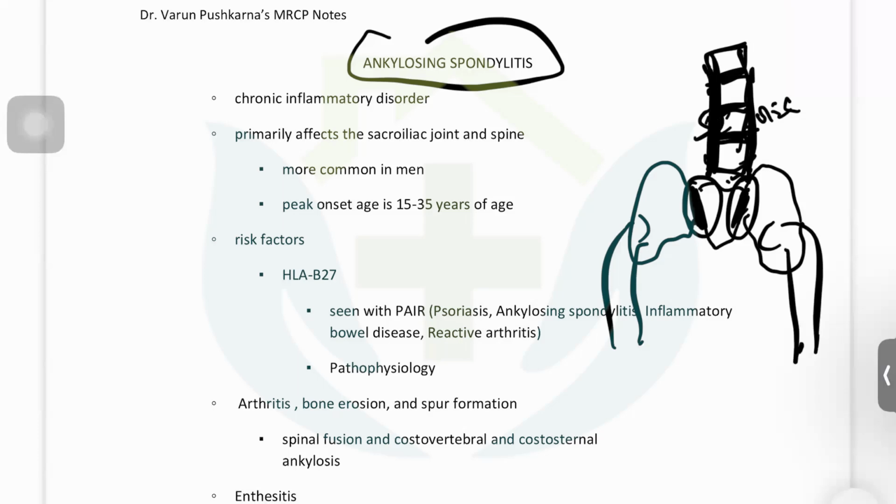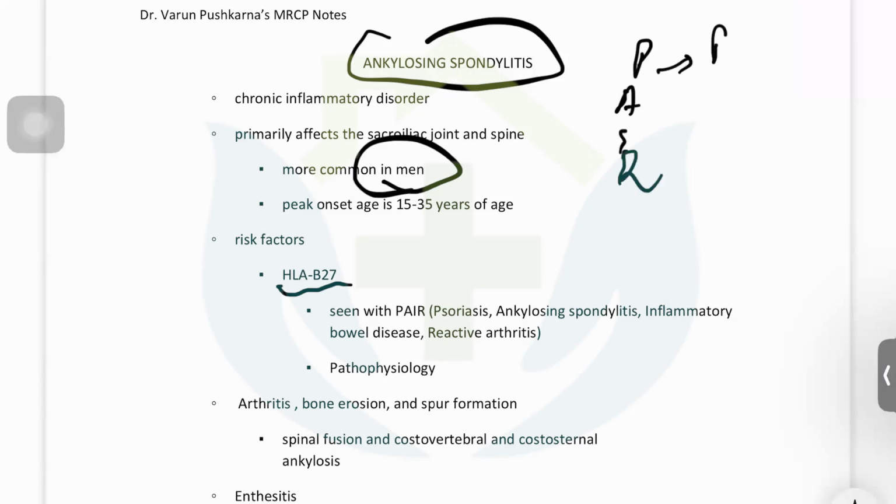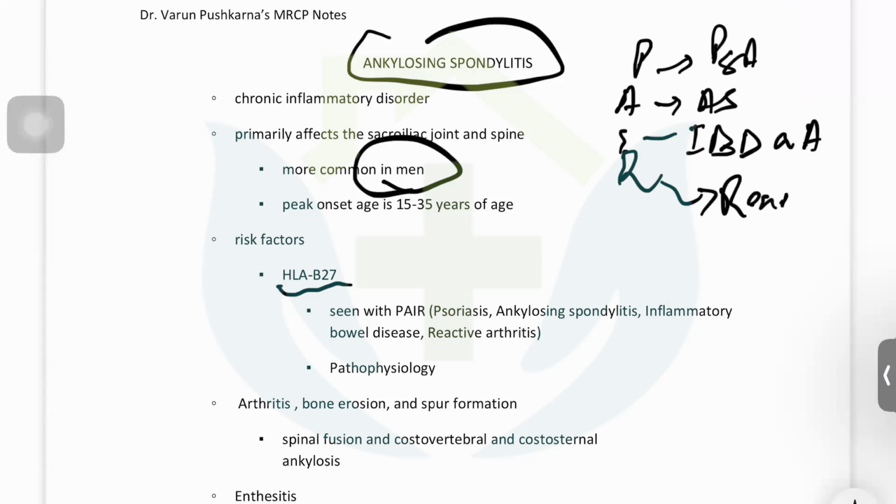Most of the people are young, between 15 to 35 years of age, and usually men. It is associated with HLA-B27, like we last time studied the pair of diseases: psoriatic arthritis, ankylosing spondylitis, IBD-associated arthritis, and reactive arthritis. They are all HLA-B27 associated arthritis.